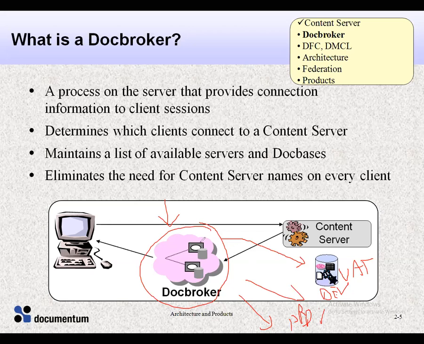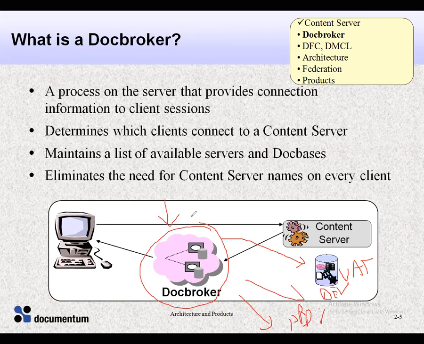And it is connected with the one dogbroker, right? So how would the client know whether the UAT is running, or the docbase is up and running, or the production? By this docbroker. The work of the docbroker is to get the information of the particular docbases, whether they are running or not running, right?